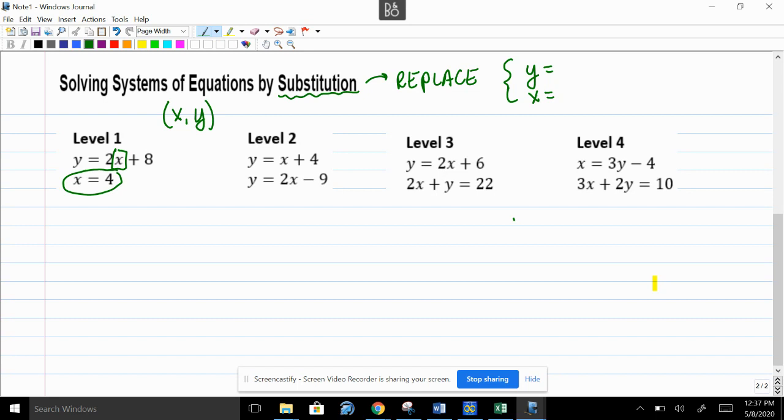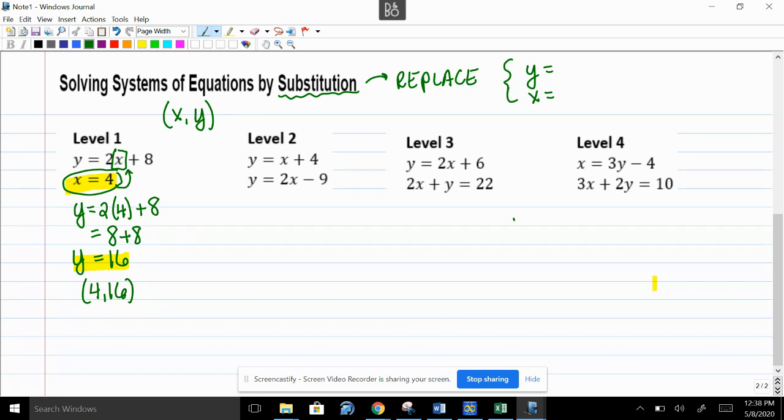Because remember, this is working as a system. So that's where your substitution is. That 4 is going to go in there for x. You're going to have y is equal to 2 times 4 plus 8. The 4 replaces the x. 2 times 4 is 8. 8 plus 8 is 16. So there's your y. So for this problem, x is equal to 4. y is equal to 16. So your answer is 4 comma 16. Your answer is the ordered pair 4 comma 16. That's about as easy as it gets.